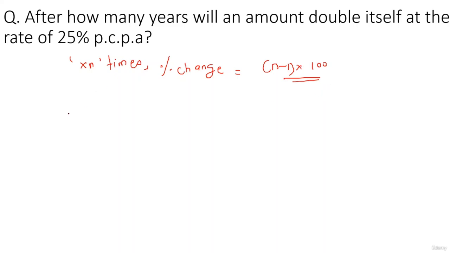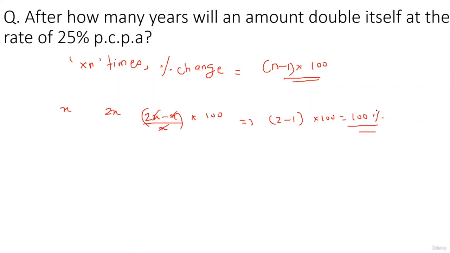Suppose there's a value x. If it becomes 2x, double, what's the percentage change? Final minus initial upon initial, multiplied by 100. The x cancels, so you get (2 minus 1) into 100. So there is a 100% increase. Whenever a value doubles, understand it's a 100% increase. Vice versa is also true: whenever a value increases by 100%, you have to take it that it's becoming double.